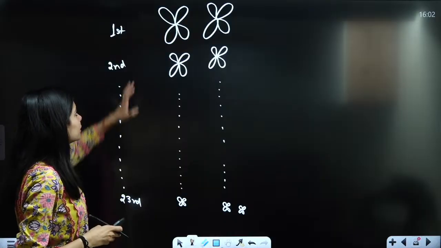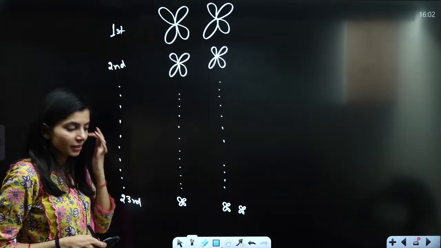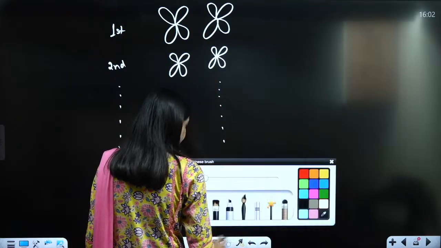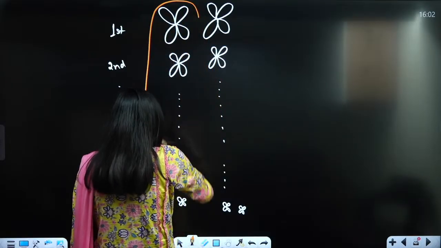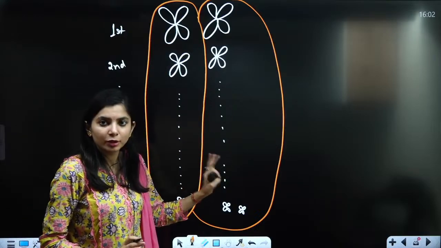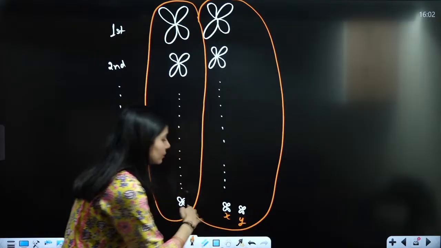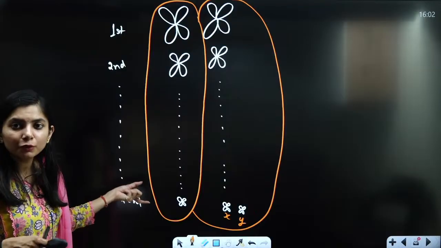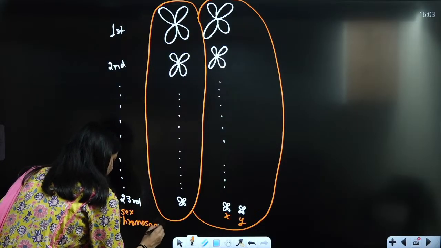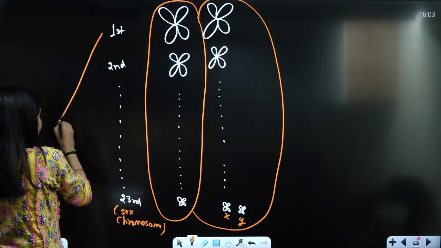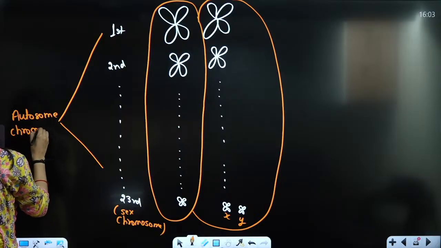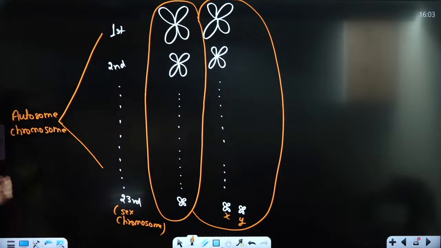So as we go further from the first chromosome to the 23rd chromosome, we can specify the basic shape. Here also, you can understand that this shape is being arranged. One part includes 23 chromosomes, another part also includes 23 chromosomes. Here I am giving you the variation. The 23rd pair of chromosomes is called the sex chromosome, and 1 to 22 are called autosome chromosomes.